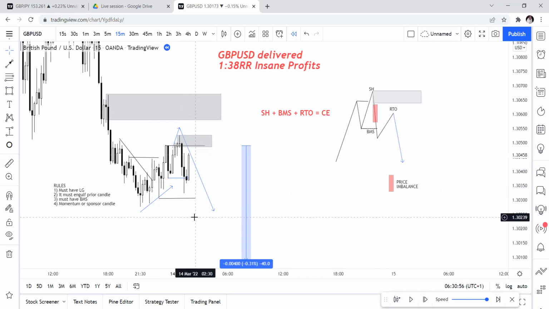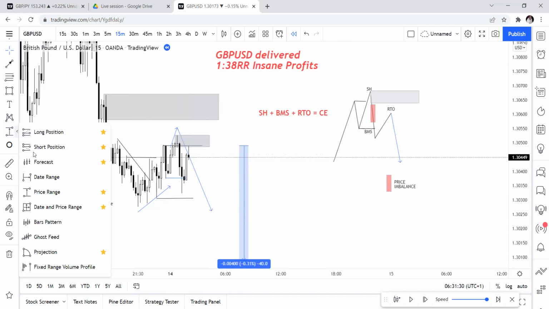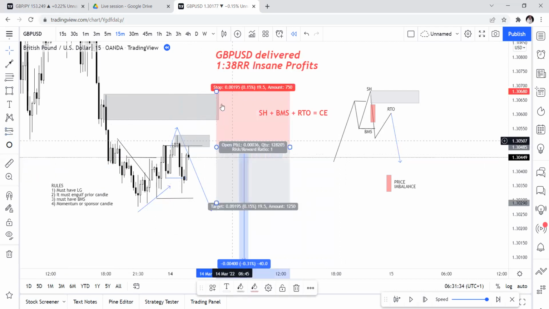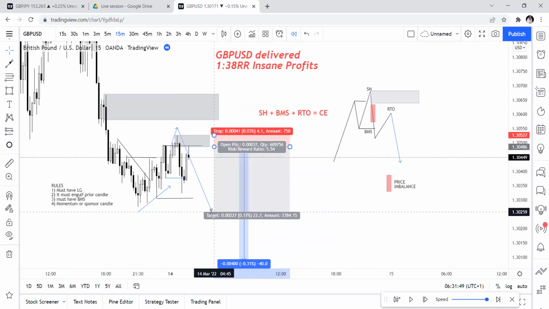A bearish impulse. After this has been taken out, we are looking for what? We are looking for our RTO, because we got SH and BMS, and we're looking for RTO, right? Immediately our RTO is hit here. If you are taking this trade, you will take a stop loss of almost about 4 pips. If you are comfortable with that, it's okay. 4 pips, it's still okay. But the target will be low.